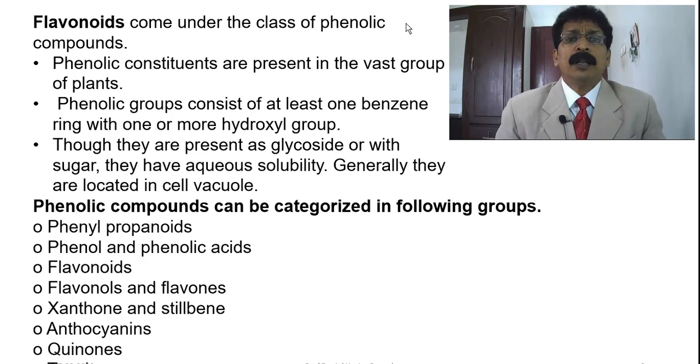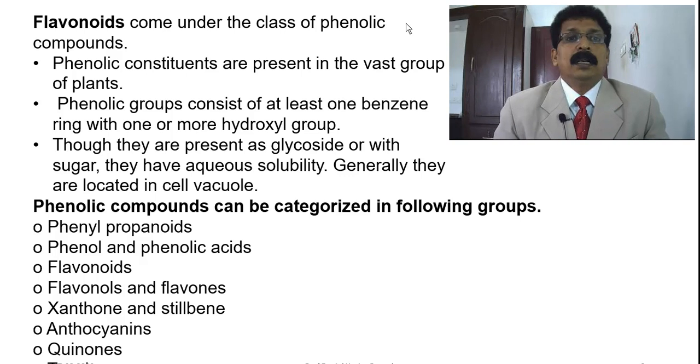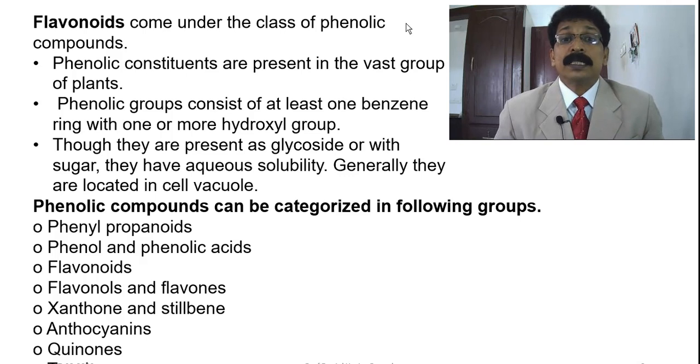So see here, the flavonoids come under the class of phenolic compounds. Already we have come across these phenolic compounds in the basic metabolic pathways, and we are now coming to details about them, with some examples. The phenolic constituents are present in a vast group of plants. A phenolic compound consists of at least one benzene ring. Otherwise, you know that phenol is C6H5OH, so it should have at least one benzene ring with one or more hydroxyl groups.